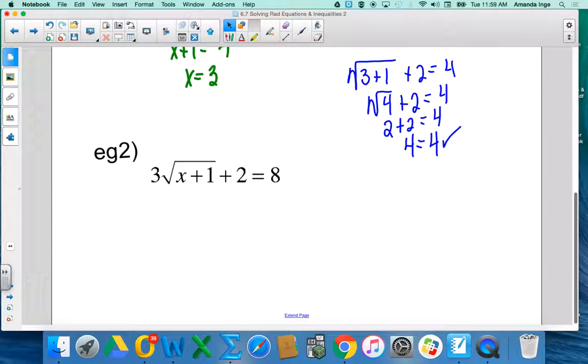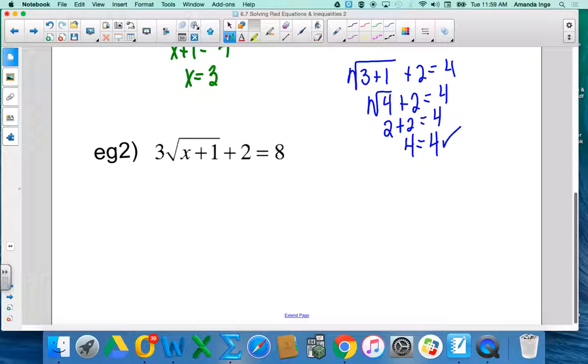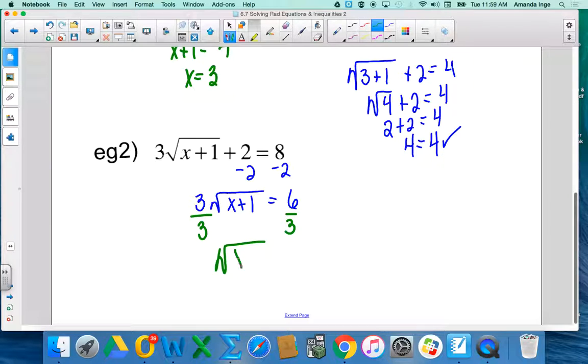So my next equation, you'll notice, is a little bit more complicated, not much. Once again, the first thing you should do is isolate the radical sign. So we would subtract 2 first. It's like we're undoing please excuse my dear Aunt Sally, so we're going to do addition and subtraction first, then multiplication or division. So we're going to subtract 2 from both sides of the equation. We'll get 6. Then, it's not isolated until we move 3 to the other side of the equation, so we're going to divide by 3. We get the square root of x plus 1 is equal to 2.